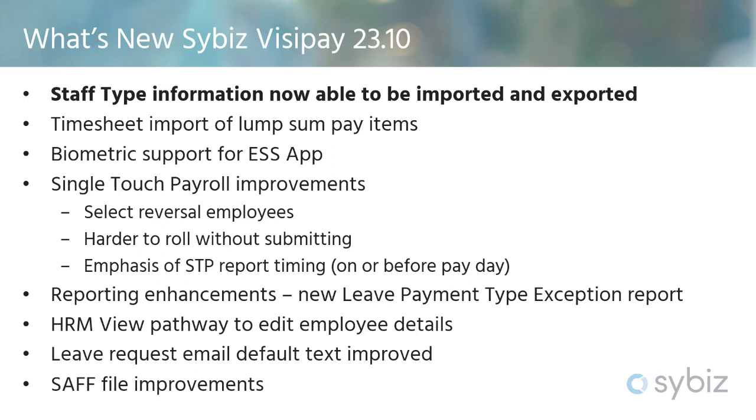The leave request email default text, we've improved that. So the various combinations of everything through cancelling leave requests and approving leave requests, etc., they now all read better across the board. And we've also made some improvements to the superannuation alternate file format, or the SuperStream alternate file format that's used from a super reporting point of view. So that's Visipay 2310. As I said, you can have a look at What's New for more information on that. And just jumping back to the top, the staff type import export, there is a video clip available as well, which is accessible via the What's New page.